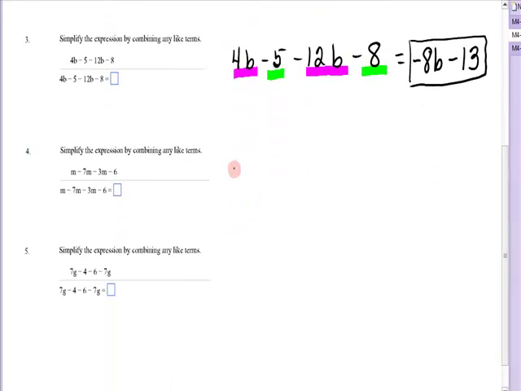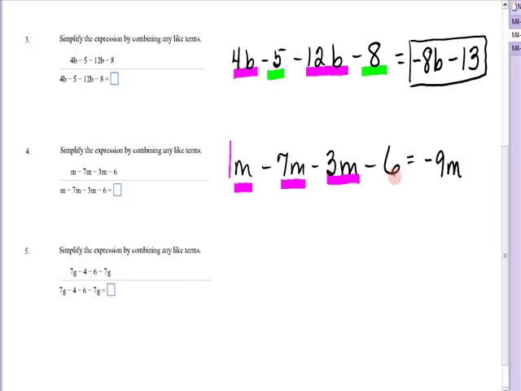Next example, I have m minus 7m minus 3m minus 6. Well, the first three terms are like terms. The first term does not have a numerical coefficient. Well, it doesn't have one that's printed, but it has an implied positive 1. So it's 1 minus 7 would give me negative 6m, minus 3 more would give me negative 9m. This constant of negative 6 does not have any other constants to combine with, so it is just attached to the answer. So I had 1 minus 7 for negative 6. Negative 6 and negative 3 made negative 9m. The negative 6 just kind of was along for the ride.